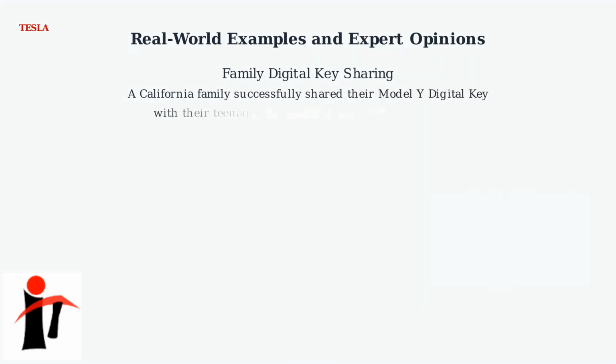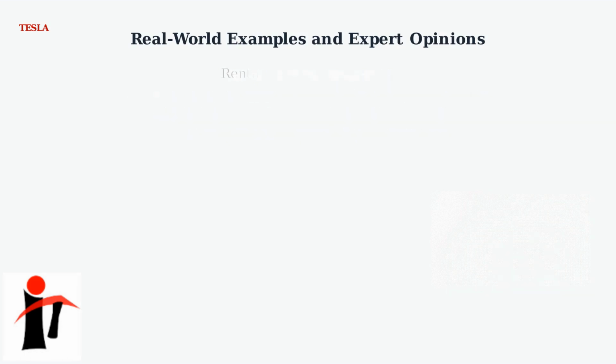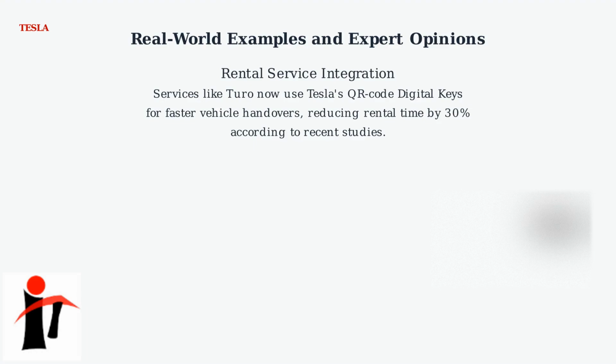Real-world examples show Tesla's digital key in action. A California family successfully shared their Model Y digital key with their teenager for weekend use, utilizing the app's usage tracking logs to ensure safety and prevent overuse. Rental services like Turo have adopted Tesla's QR code digital keys, enabling faster vehicle handovers. Studies show this reduces rental processing time by 30%, making car sharing more efficient.